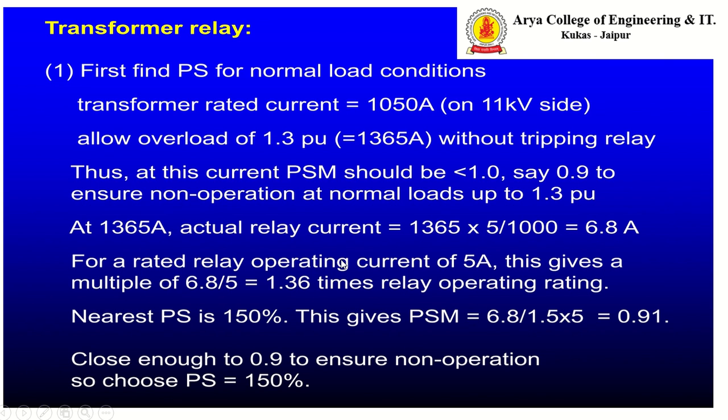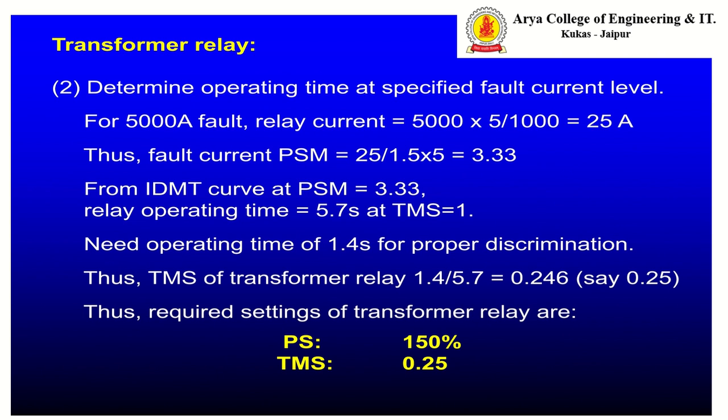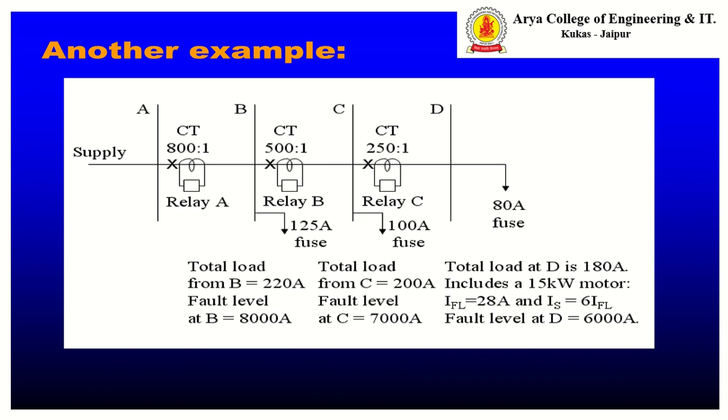Now for a rated relay operating current of 5 ampere, that gives a multiple of 6.8 divided by 5, that is 1.36 times the relay operating rating. The nearest plug setting is 150%, which gives a plug setting multiplier of 6.8 divided by 1.5 into 5, which is 0.9, close enough to 0.9 to ensure non-operation, so we choose plug setting equal to 150%.